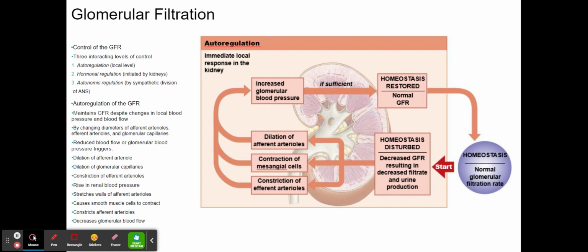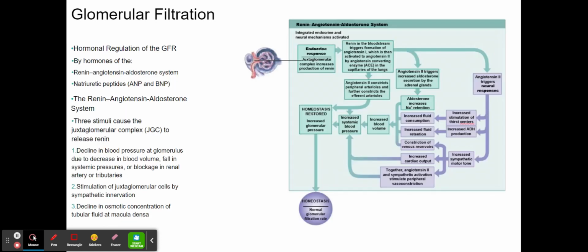The most important regulatory mechanisms stabilize the GFR when systemic blood pressure drops. The GFR also remains relatively constant when the systemic blood pressures increase. An increase in renal blood pressure stretches the walls of the afferent arterioles, and the smooth muscle cells respond by contracting. The reduction in diameter of afferent arterioles decreases glomerular blood flow and keeps the GFR within normal limits.